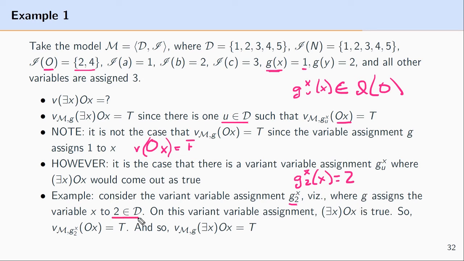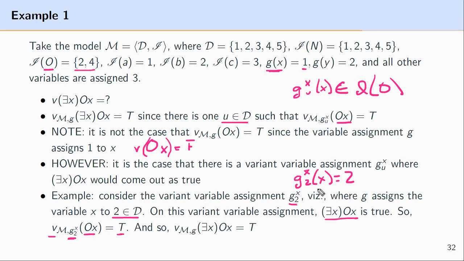And you'll note that 2 is in this domain up here. On this variant variable assignment, OX is true. Why is it true? Well, you'll notice that the valuation of OX relative to this variant variable assignment where X is assigned 2, OX comes out as true.